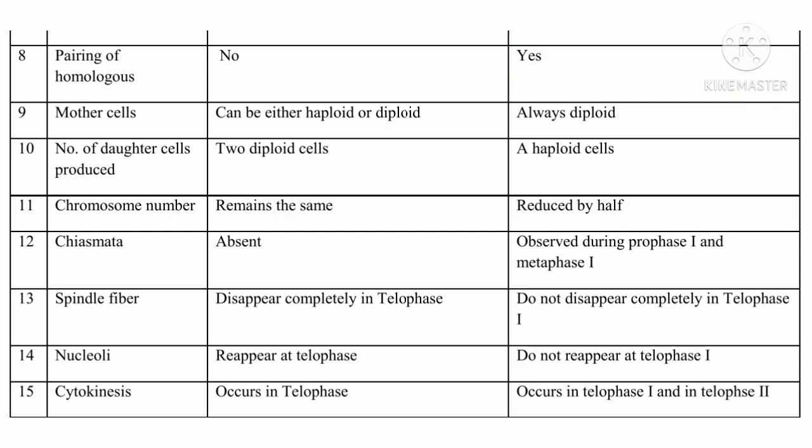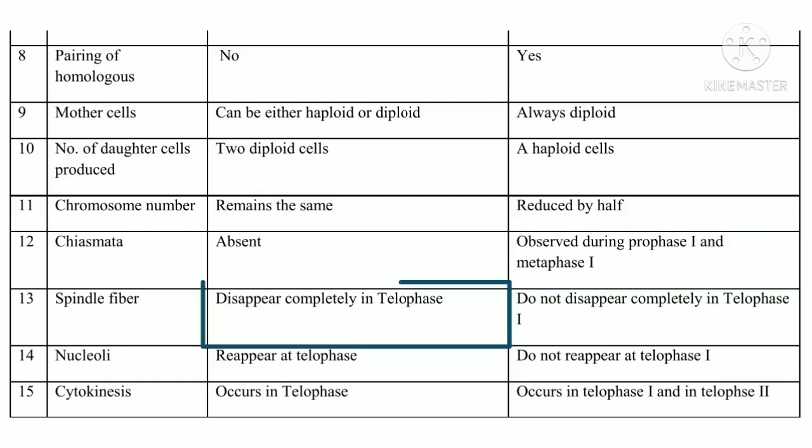A mother cell can be either haploid or diploid in mitosis, whereas it is always diploid in meiosis. Mitosis produces two diploid daughter cells, whereas daughter cells are haploid in meiosis. The chromosome number is the same in mitosis, but it is reduced by half in meiosis. Chiasmata are absent in mitosis, but they are observed during Prophase I and Anaphase I in meiosis.